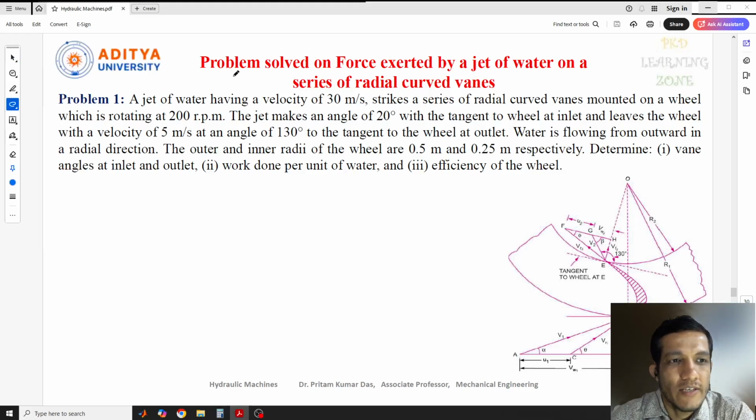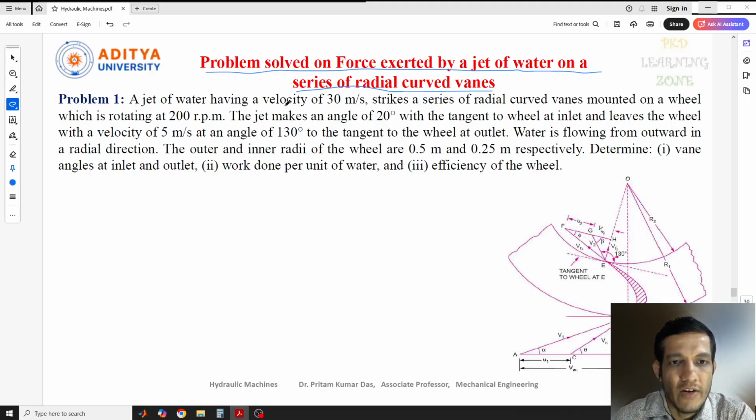In this lecture, we'll discuss a problem on the force exerted by a jet of water on a series of radial curved vanes, which we discussed in our last lecture. We derived the equation for the force exerted by a jet of water on a series of radial curved vanes, so those derivations are completed. Based on the derivation and formula, we'll solve a problem on this. So here I have taken a question.